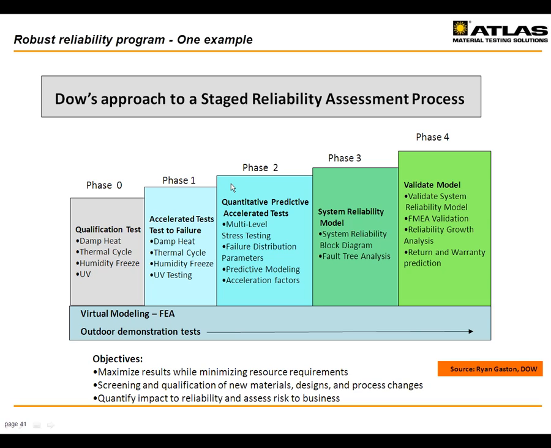But it's a stage gate approach. If you have issues in phase 1, you know it's right, go back to the drawing board. If you have issues in phase two, then you don't go on to phase three unless you've addressed those issues. And by the time you reach phase four, at the end of the day, you have undergone a very robust program. So the objectives of this whole type of exercise is to maximize your results while minimizing resource requirements.